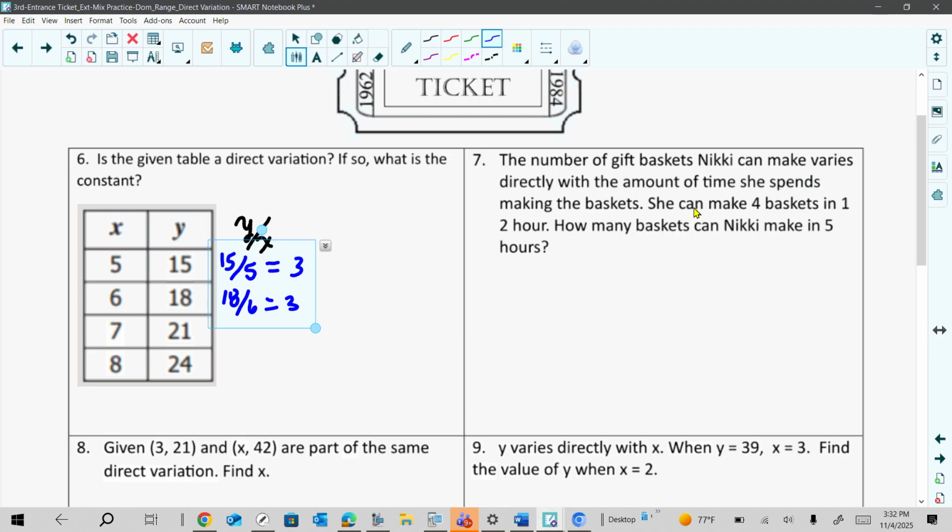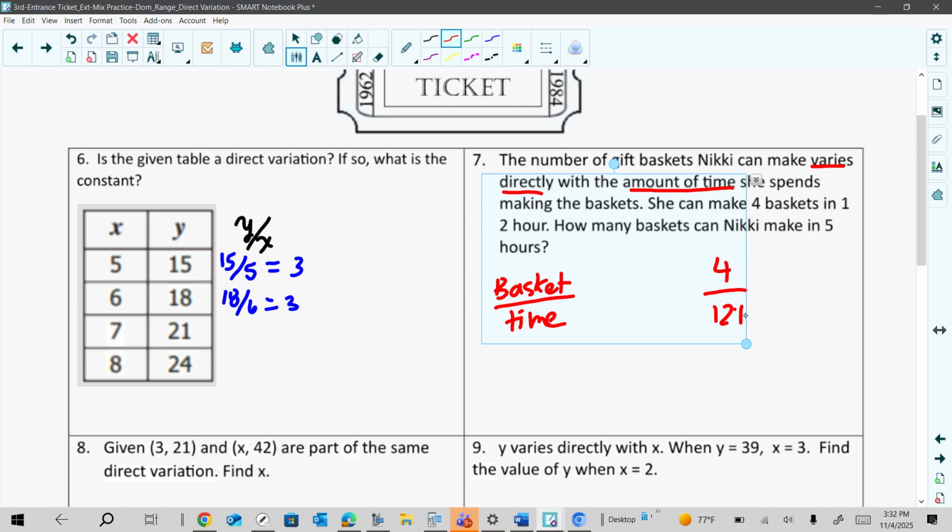Here on 7, the number of baskets she makes varies directly. There it is. It tells you right here. Varies directly with the amount of time. So it's baskets to the amount of time. So we know she can make 4 baskets, and I think this is supposed to be 4 baskets in 12 hours. I think there's a typo right there. So how many baskets could she make in 5 hours?